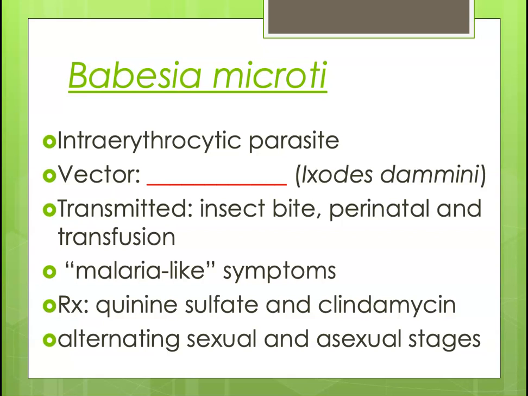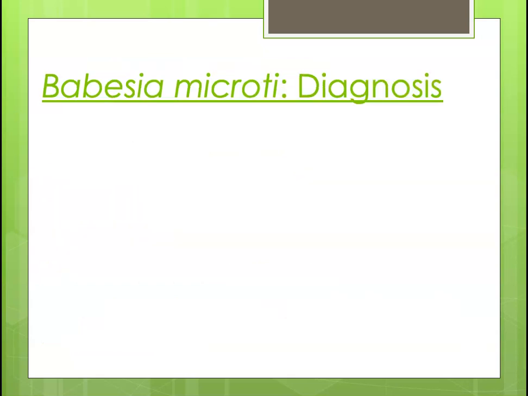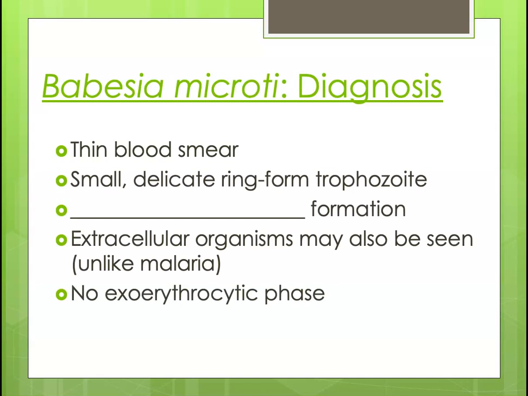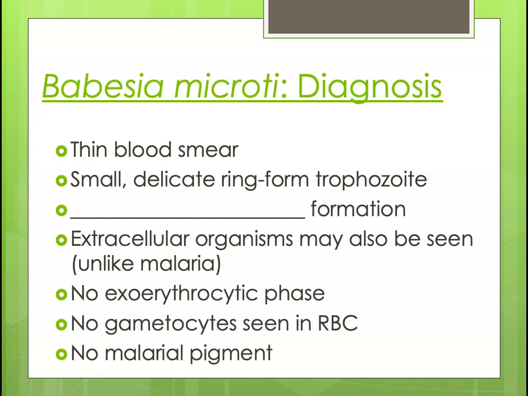And like malaria, it has alternating sexual and asexual stages, but we're not going to learn the life cycle in any detail like we did for malaria. To identify it, you do the same thick and thin blood smears, like we mentioned for malaria, from the capillary puncture. The thick is for screening, and the thin is to identify it.